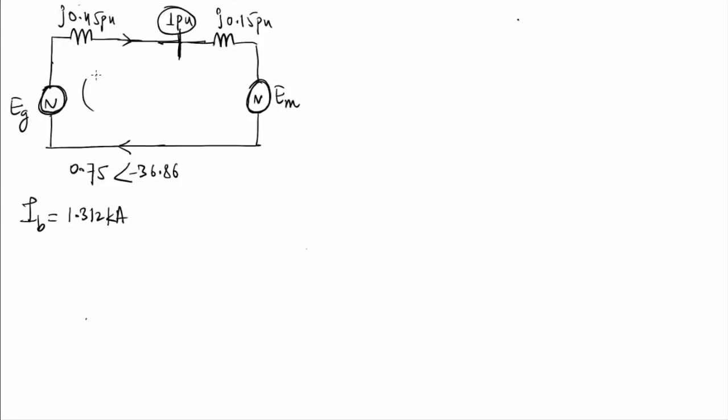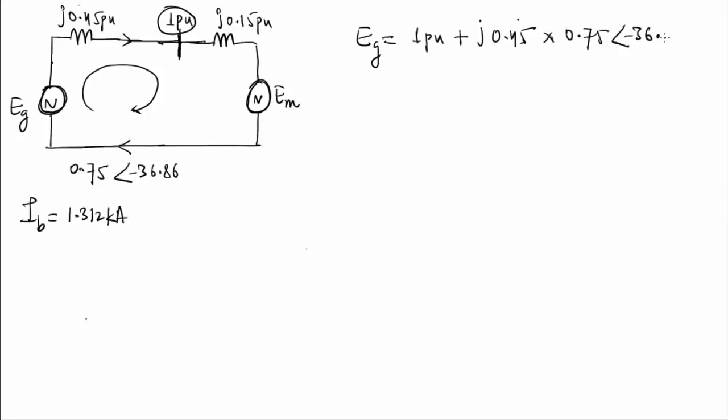If I apply the KVL in this loop, then EG is equal to 1 per unit plus j0.45, this is my reactance, multiplied by the current flowing in the circuit, that is 0.75 at an angle of minus 36.86. Is it fine? And this terminal voltage is at 1 at an angle of 0 according to the pre-fault case. We take the base voltage 11 kV, so 11 by 11 will give me 1 per unit. So finally EG, the EMF in the generator, will be equal to 1.232 at an angle of 12.656 degrees.